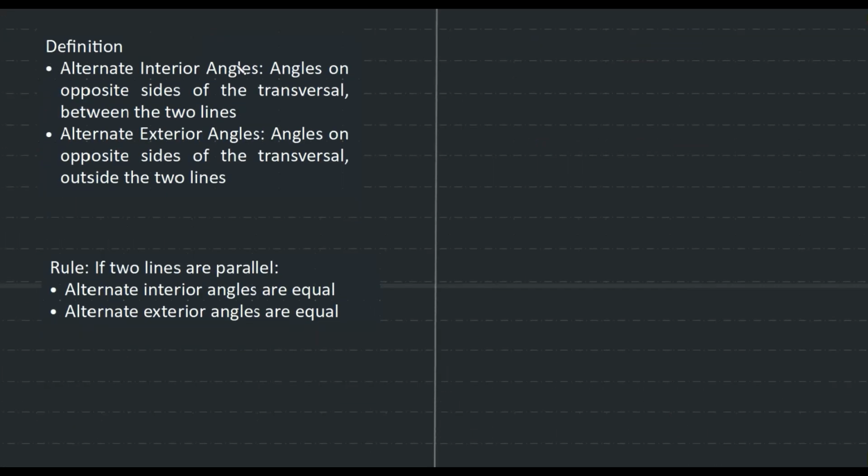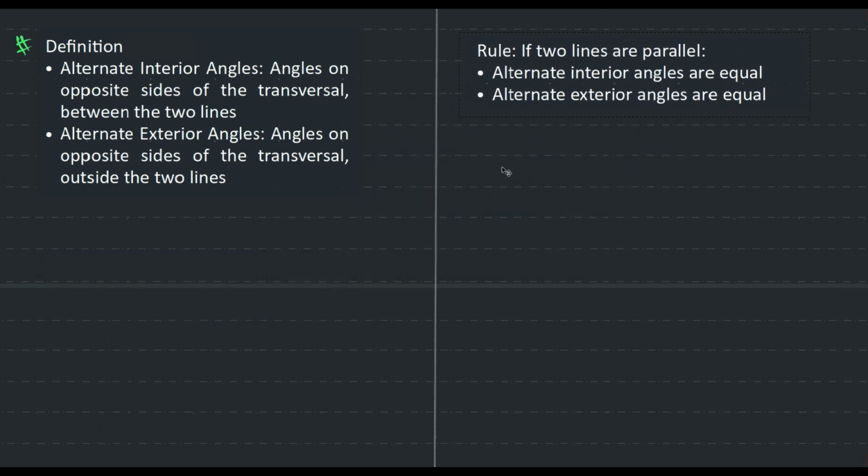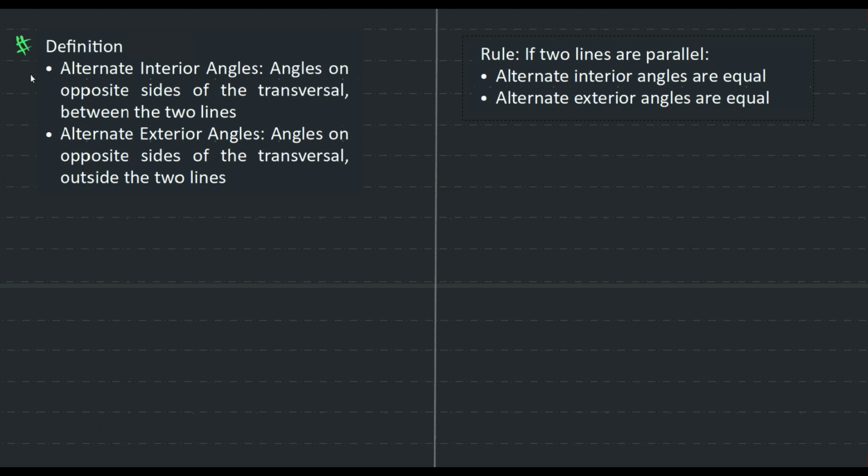Definition: alternate interior angles are angles on the opposite sides of the transversal between the lines. Alternate exterior angles are angles on the opposite sides of the transversal outside the lines. The rules are there which we need to know. So let me take this to the side and explain this part.